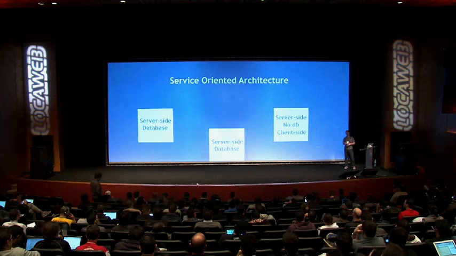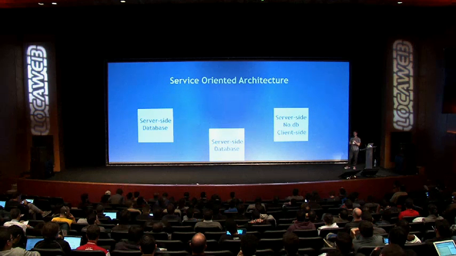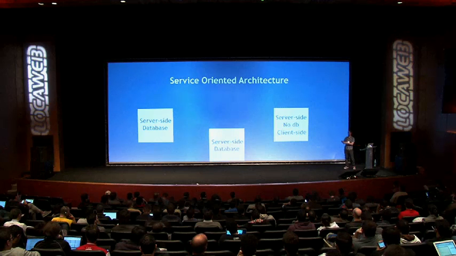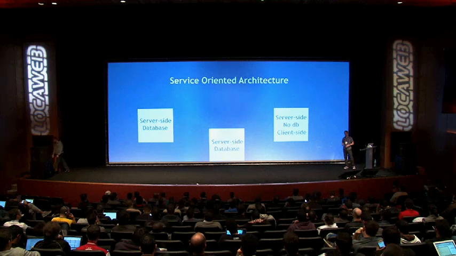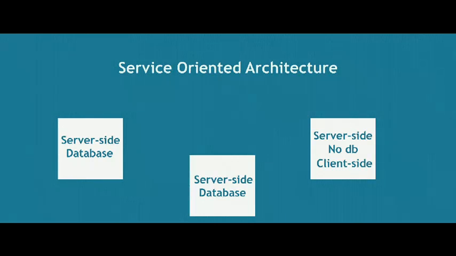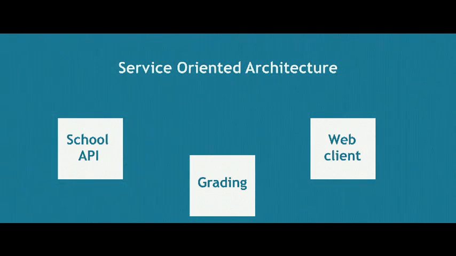And on the right-hand side, there's another application. It has a server-side component. In this case, it does not have a database, but it certainly could have a database. But in this example, it doesn't. And it has a client-side component. And this application is the user-facing application, the application that serves HTML that users would then interact with. So let's give these names to make it more concrete. We'll call the application on the left a school API. And in the middle, we'll call this the grading application. And on the right, we'll call it a web client. So each one of these services, as I mentioned, implements a set of narrowly focused functions.